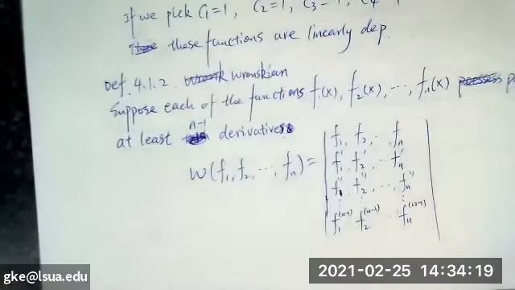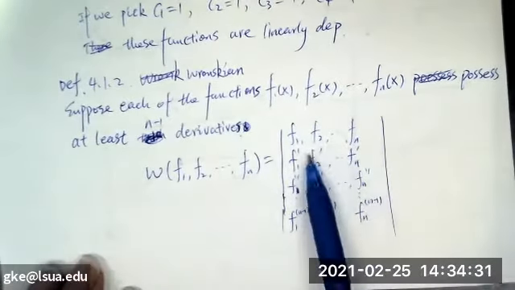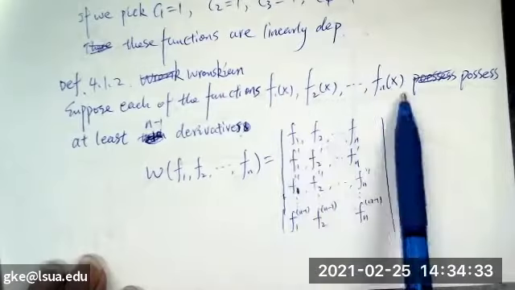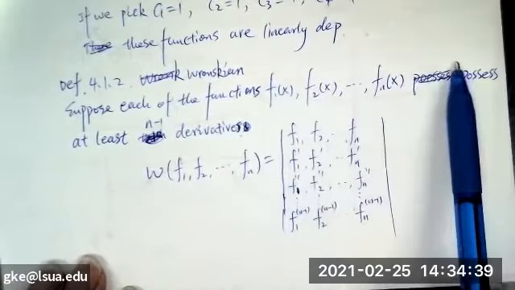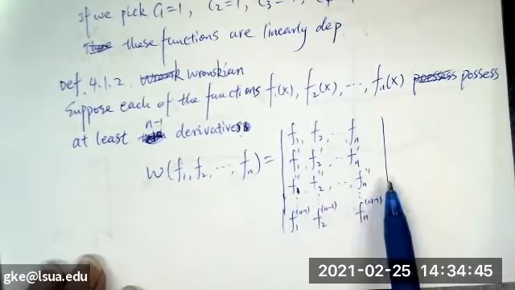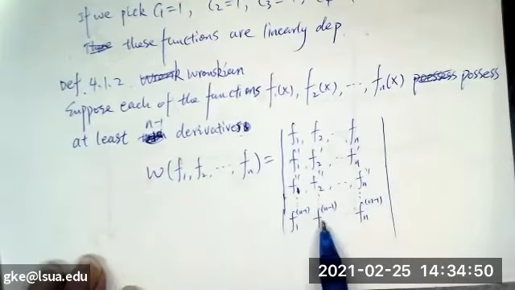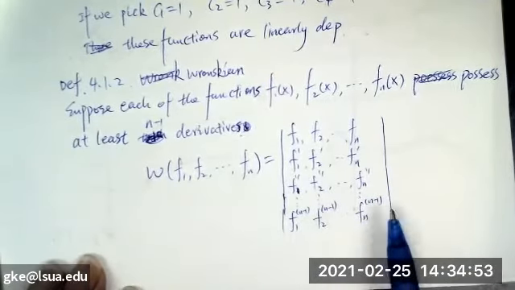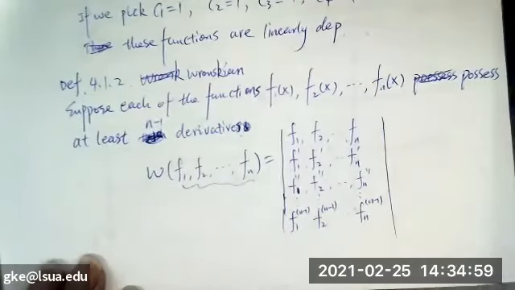So why do we need n minus 1 derivatives? Because for the Wronskian definition, the first row just copies all the functions. The second row is the derivative of all these functions. The third row is the second derivative. And the last row is the n minus 1 derivative. So here it's about n functions.